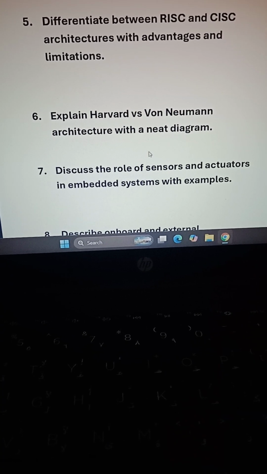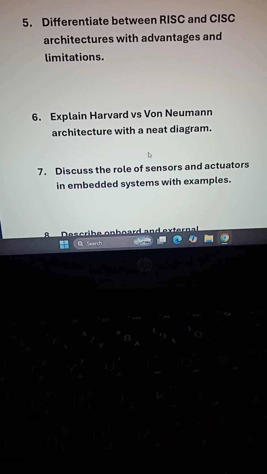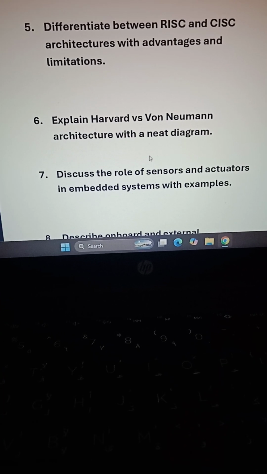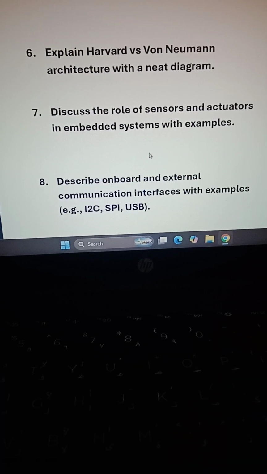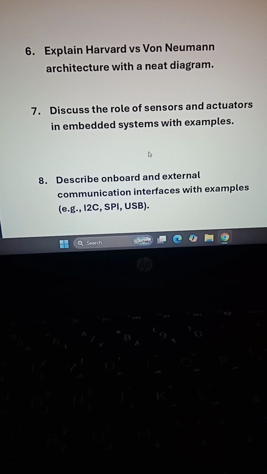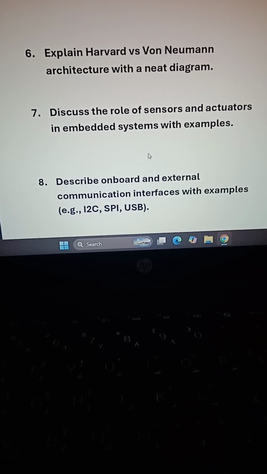Explain Harvard versus von Neumann architecture with a neat diagram. This is question number 6. Question number 7. Discuss the role of sensors and actuators in embedded systems with examples. Question number 7 is also very important. These all are very important questions only, super important questions.